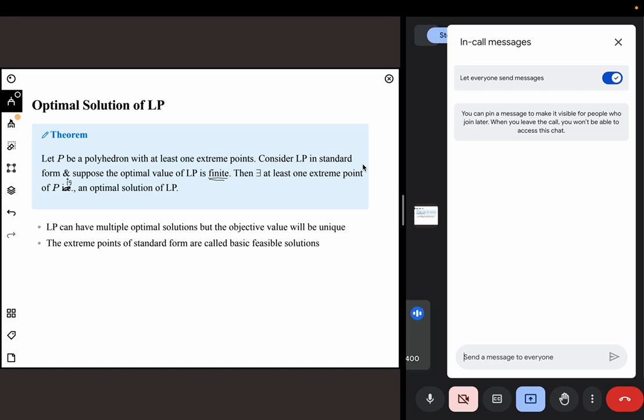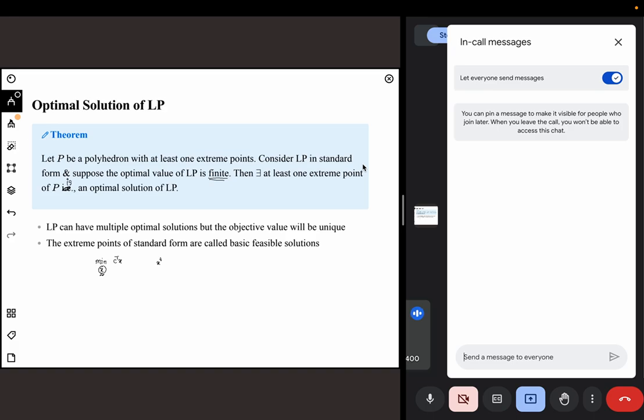The polyhedron you constructed will have at least one extreme point, and that extreme point will be your optimal solution. That is what this particular theorem says. You can also have multiple optimal solutions, in the sense that what we are trying to do is minimize C transpose X by varying X. So you can have multiple optimal solutions.